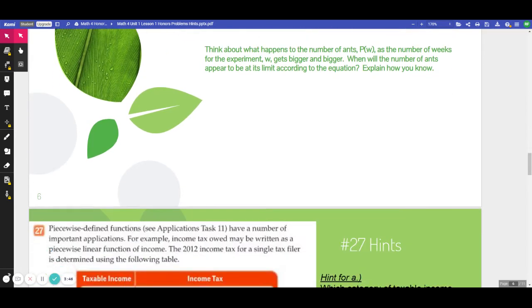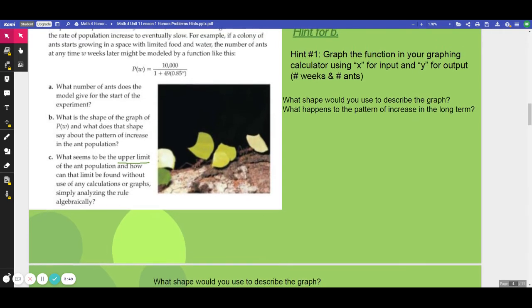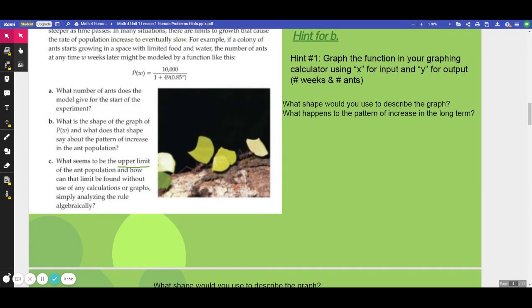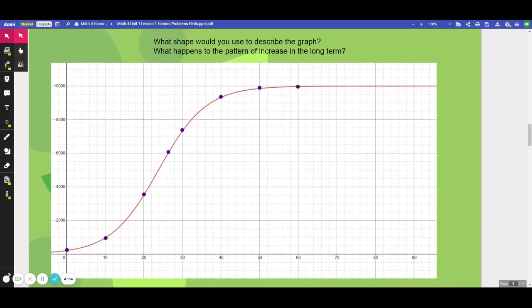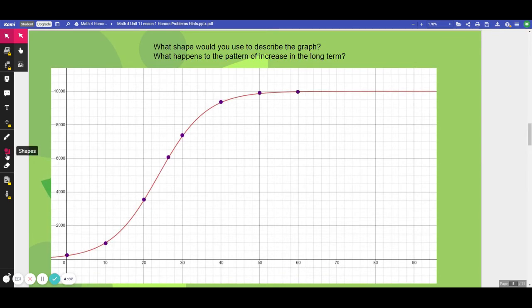So for C, the question is asking, going back, what seems to be the upper limit of the ant population, and how can that limit be found without the graph or calculations, and simply by looking at the equation. Looking back at this graph, we can clearly see that it starts to taper off and it seems to have some sort of upper bound up here. That would mean that the ants cannot grow in population so great that they just keep going to infinity and beyond. That's not going to happen. So there's kind of an upper limit to how that growth can occur.